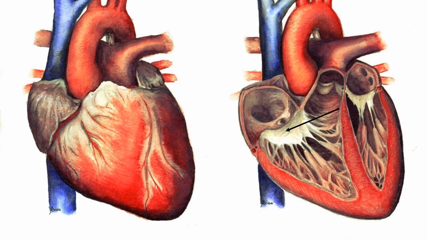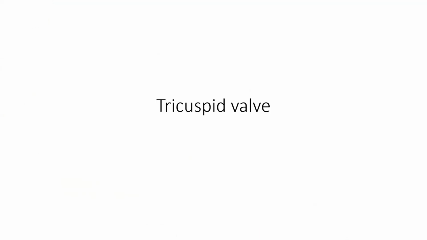So that was the right ventricle, which receives deoxygenated blood from the right atrium. That was the tricuspid valve. So the deoxygenated blood is flowing from the right atrium through the tricuspid valve into the left ventricle.